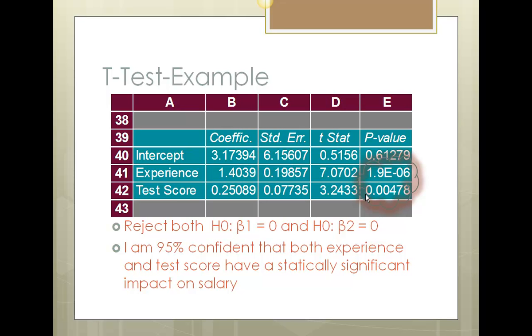And then I can conduct a second hypothesis test. Beta test score equals 0. Again, I look at that p-value, that's also less than 0.05. So I can reject H0 again. I am 95% confident that test scores have a statistically significant impact on salary.